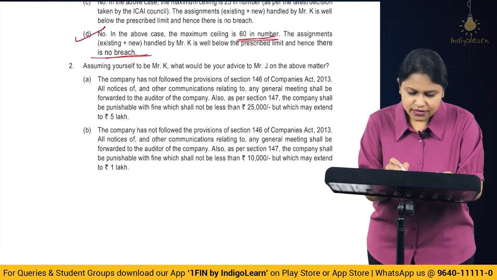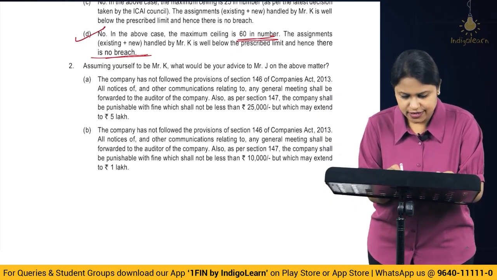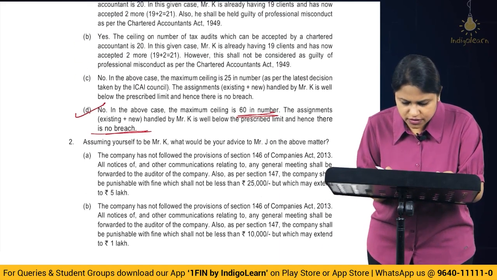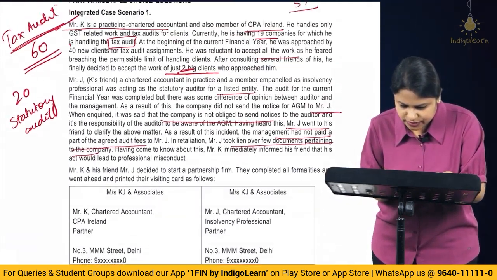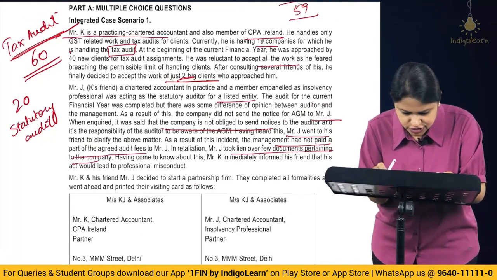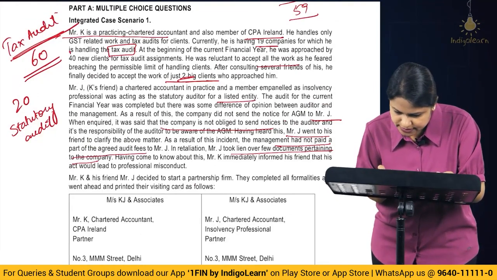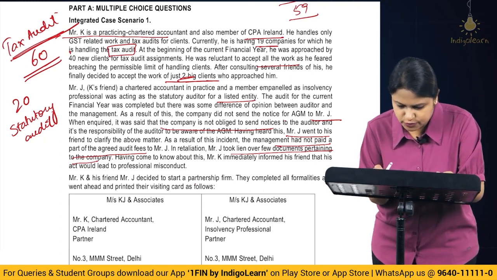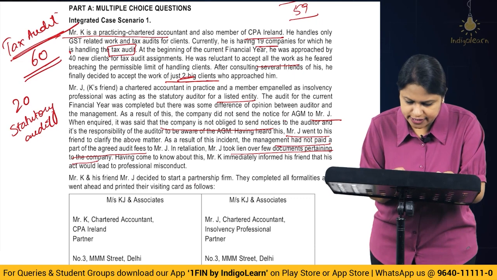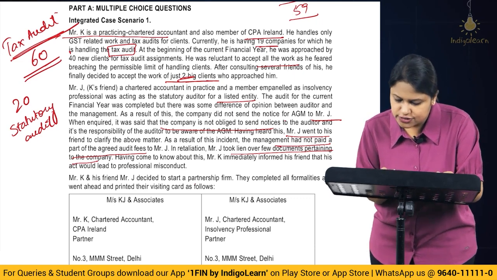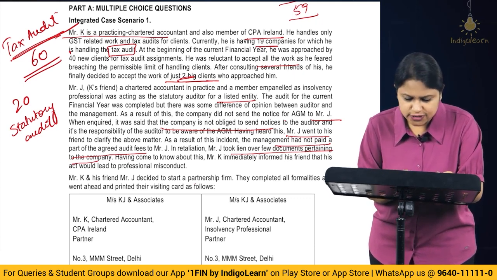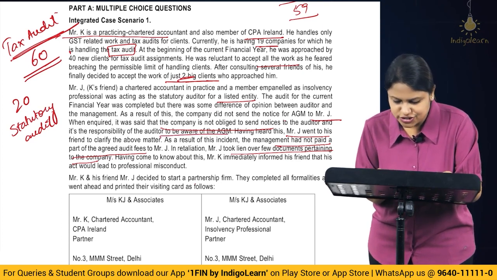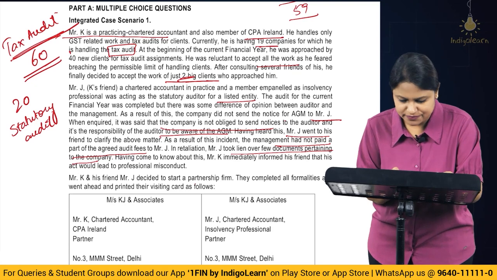Okay, then assuming yourself to be Mr. K, what would be your advice to Mr. J on the above matter? The company did not send notice for the AGM to Mr. J. When inquired, it was said that the company is not obliged to send notice to the auditor and it's the responsibility of the auditor to be aware of the AGM. Having heard this, Mr. J went to his friend to clarify the above matter.